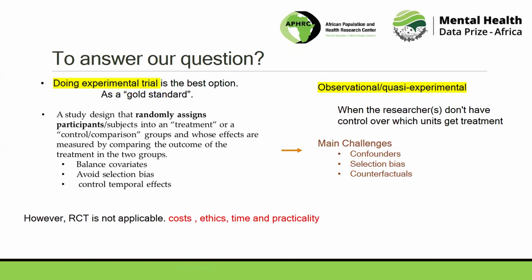So to answer that question, if my question is what is the effect of the drug on depression, or the effect of group counseling on depression, the best way to answer is, as I said last time, to conduct a randomized controlled trial. Why is randomized control the best option? Because it randomly assigns individuals to receive the treatment or control. The only reason why I receive the treatment is because of chance. For example, if I toss a coin, that is the main reason why I receive the drug, without any confounding factors.